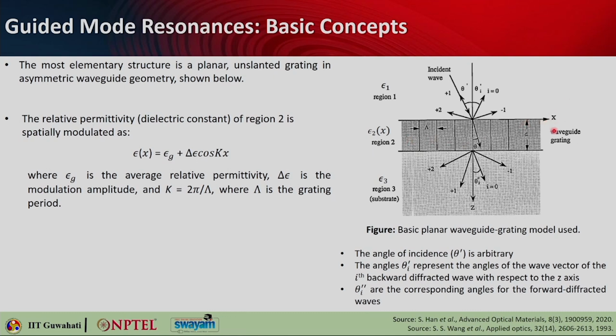So, this is the x direction, this is z. So, epsilon x can be varied like this. Epsilon g is basically the average relative permittivity, and delta epsilon is the modulation amplitude, and it has a cosine variation, where K is basically 2 pi by lambda, while lambda, capital lambda, is the grating period. Now, we understand that the waveguide grating, okay, this is the waveguide grating.